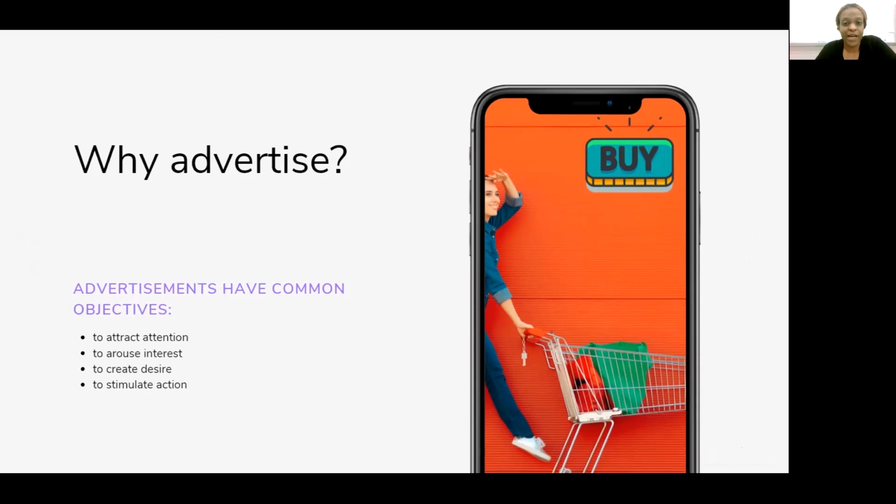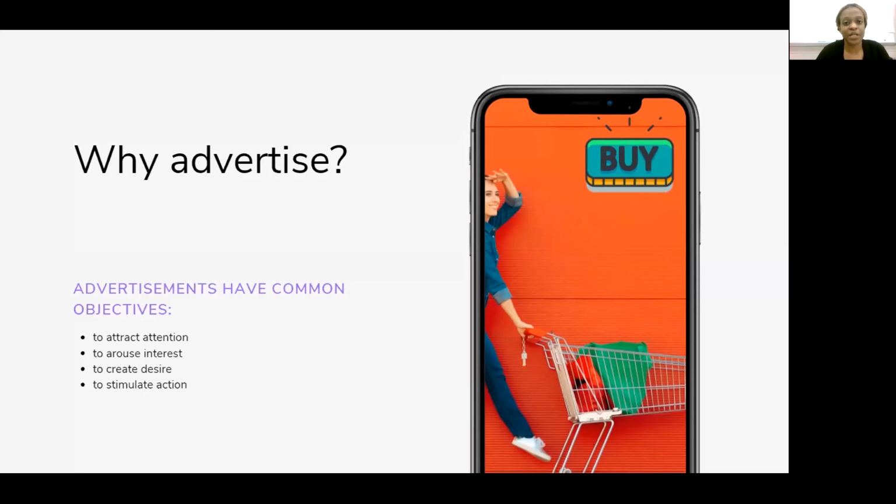So to create desire for any athletic gear or fitness apparel, you need to show people something that's going to make them want to work out or want to look good while working out. The other is to stimulate action. So that is your end goal, your main goal. You want them to do something.